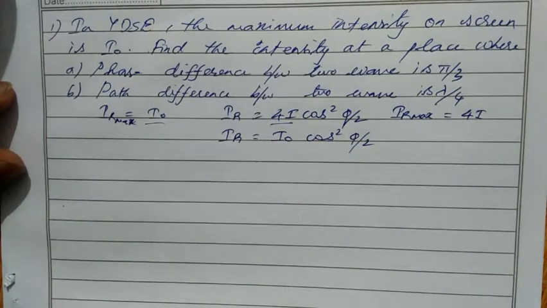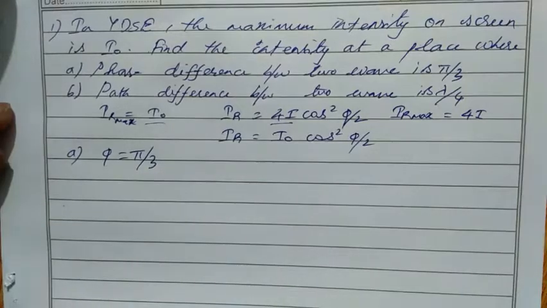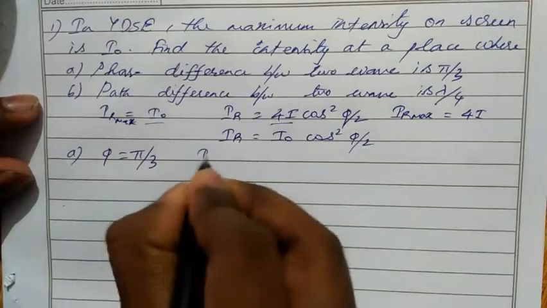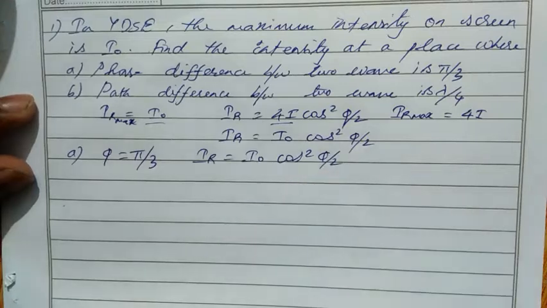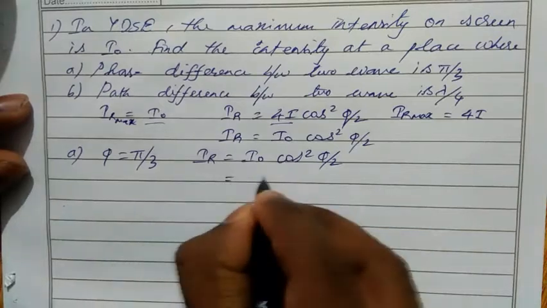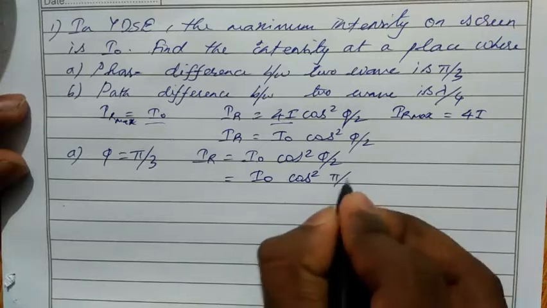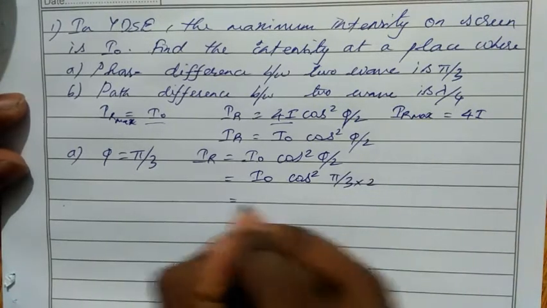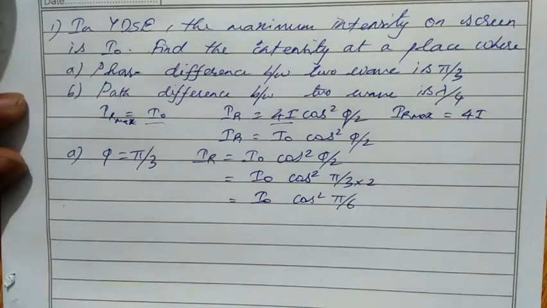Now go to the question. The first question, phase difference between two waves is pi by 3. So phase difference is phi, that is given as pi by 3. Now what is the intensity value? So take this equation, IR equal to I naught cos square phi by 2, and substitute phase difference phi equal to pi by 3. So we get I naught cos square pi by 3. Here we have 2. So we get I naught cos square pi by 6.